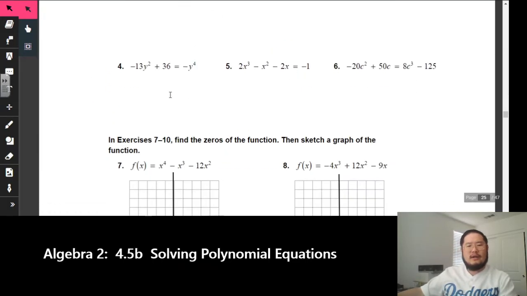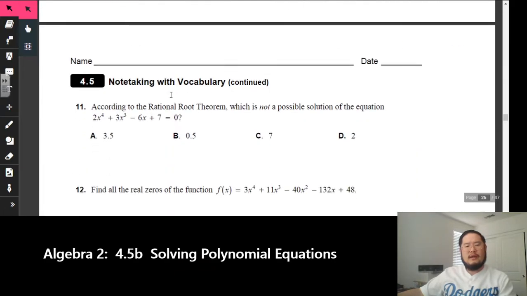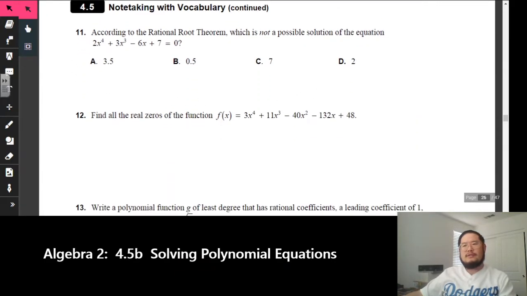So since we did all of this, 1 through 10, we're going to move on down to number 11. The problem states, according to the rational root theorem, which is not a possible solution of the equation. Well, how do you do that? Let's figure out what all the possible solutions are. Remember, the constant right here will represent p. The coefficient of the degree of the polynomial will represent q.